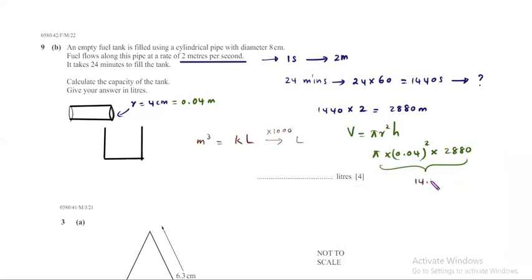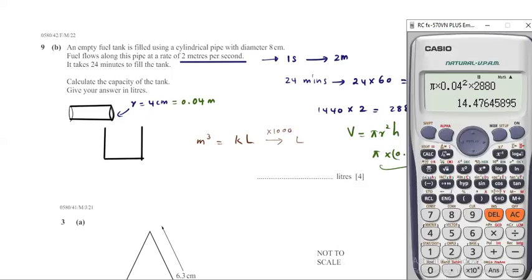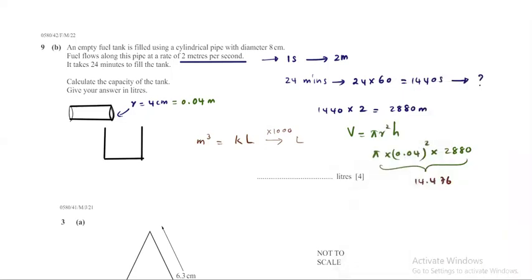So I'll write it as 14.476, and let me also add another 2 decimal places as 458. I'll write it as 46. So this is going to be the amount in cubic meters. This is the same amount in kiloliters as well. And then I need to convert it into liters, so I need to times this by 1,000.